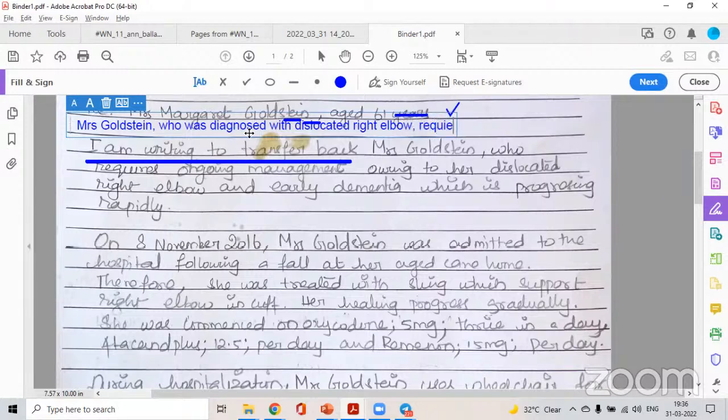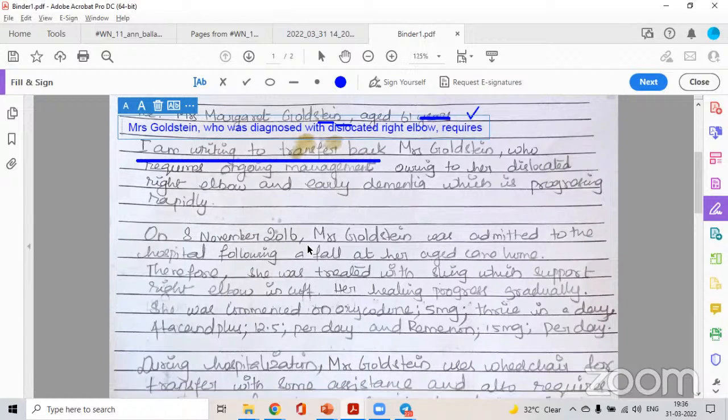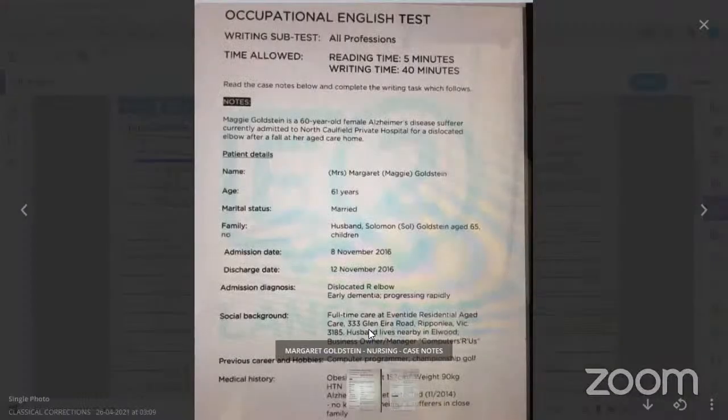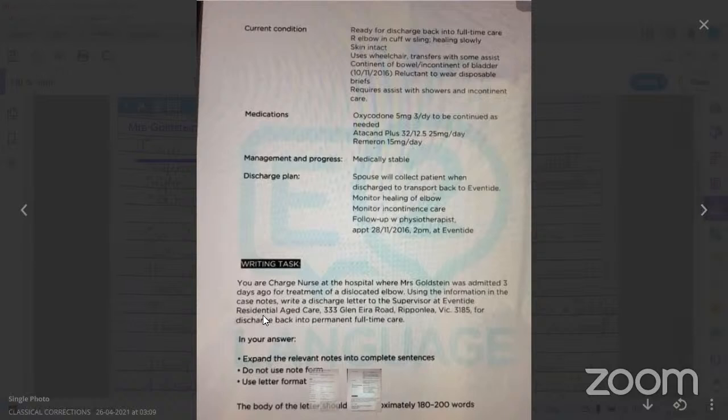Requires what? Okay, now let us go there again. Requires what? You are a charge nurse in the hospital where Mr. Gold was admitted 3 days ago. So 3 days ago means the past. So was diagnosed for treatment of a dislocated elbow, okay, the information in the case.